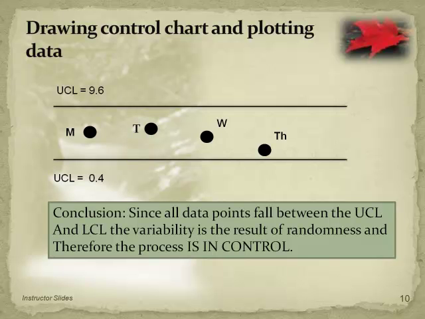So I did 2 charts, and I can see very clearly with the range chart that all the data points fell within the upper and lower control limit. There is variability in both of the charts. We know that there is always going to be variability. The question is whether the variability is the result of randomness, or the result of some assignable cause. Since the data points fall between the two control limits, the variability is the result of randomness, and therefore the process is in control.